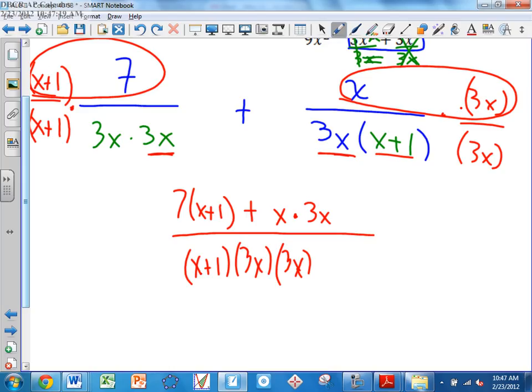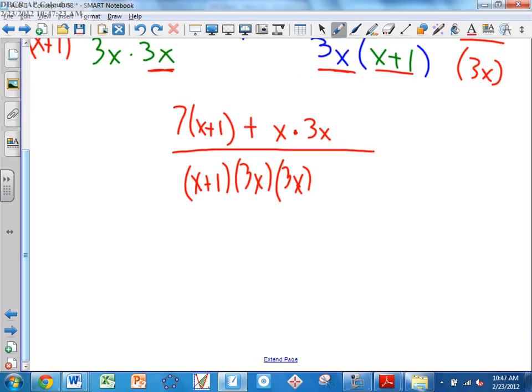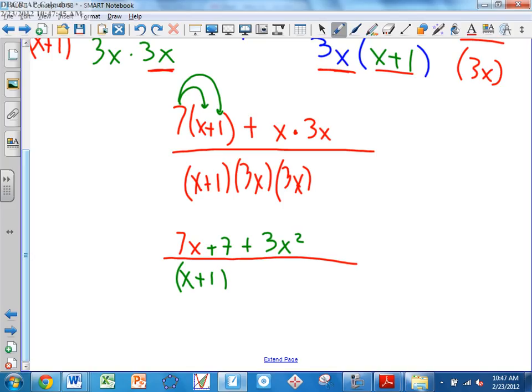Now, in the numerator, can I go ahead and simplify a little? Numerator, what can I make this? 7X plus 1. 7X plus... not simplifying though. I'm trying to go a little further. 7X plus 7, plus, what is X times 3X? 3X squared. Now it looks like I have a quadratic up top. But in the end, well, that's no buts yet.